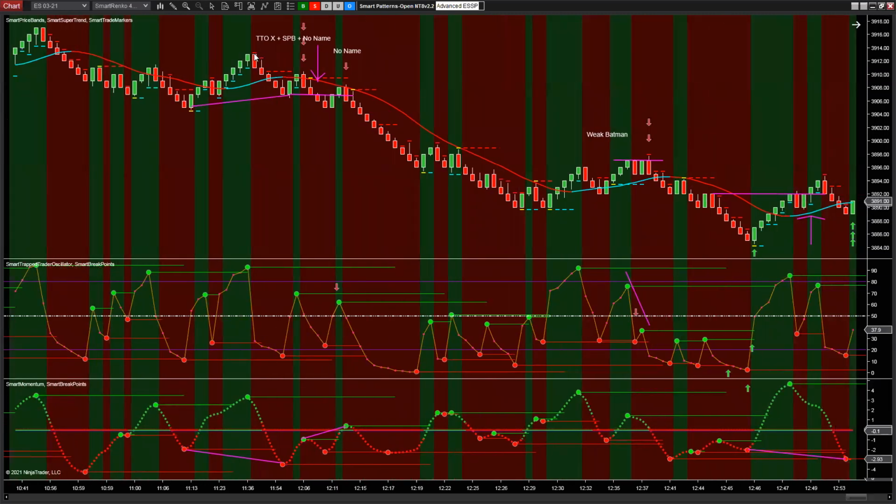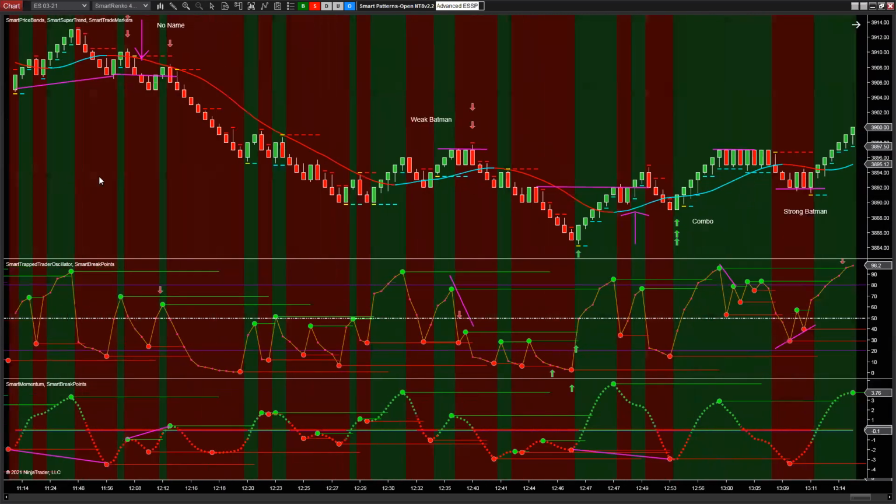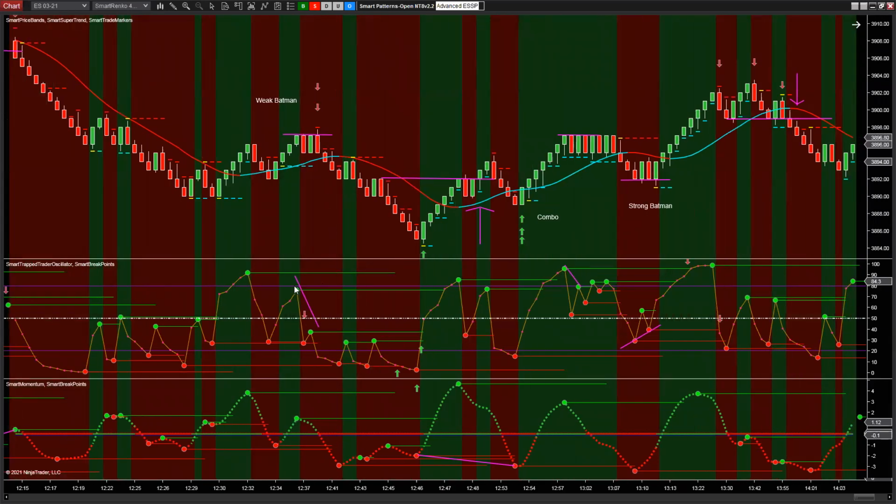So Trap Trader Oscillator in an extreme. Here's another weak Batman. A weak Batman is simply red, green, red with type 1 divergence on the right side of the structure. Trap Trader Oscillator is reading the order flow in this bar to be, in this case, exceptionally stronger in selling than it was in this bar, even though price is the same. So I have maybe 2 times the selling pressure here than here with the same price. That's a huge discount, and it's a huge discount that I get for taking that signal.